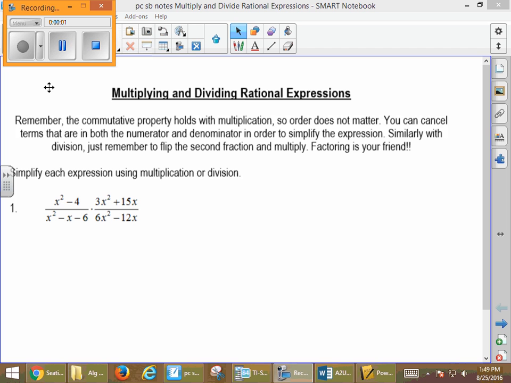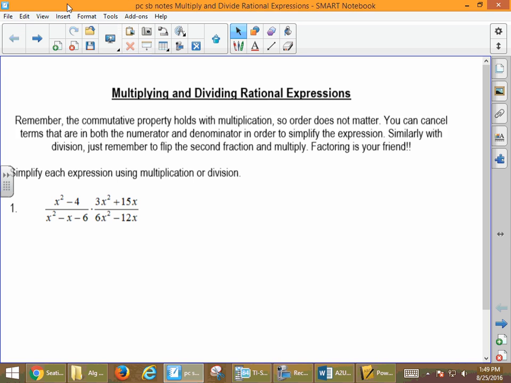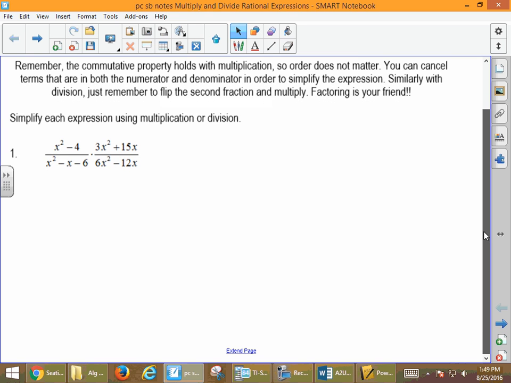What we're going to do is multiply and divide rational expressions. And again, factoring is key in these. What we want to do is factor the numerators, the tops of the fractions, and factor the denominators, the bottoms of the fractions. And then we can do what we did with the simplifying. I'll still say the same thing: do we have anything exactly the same in the top and in the bottom?